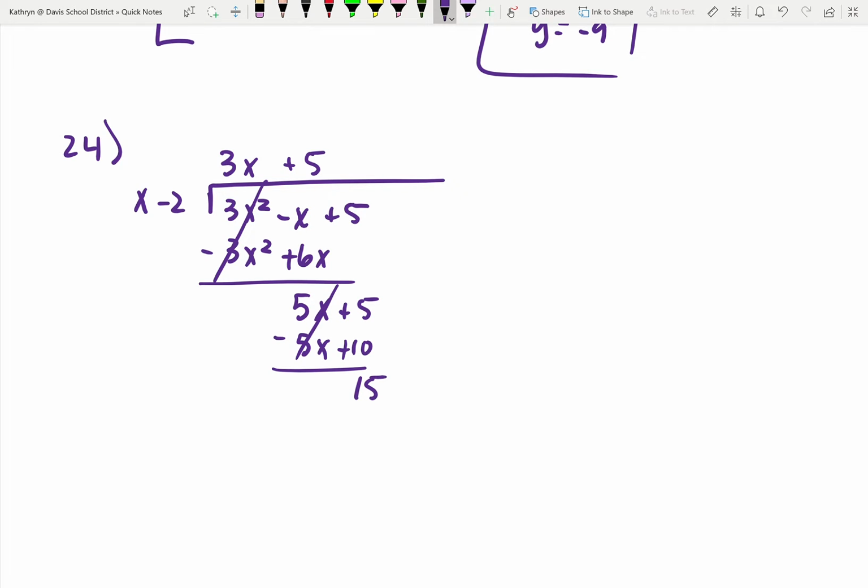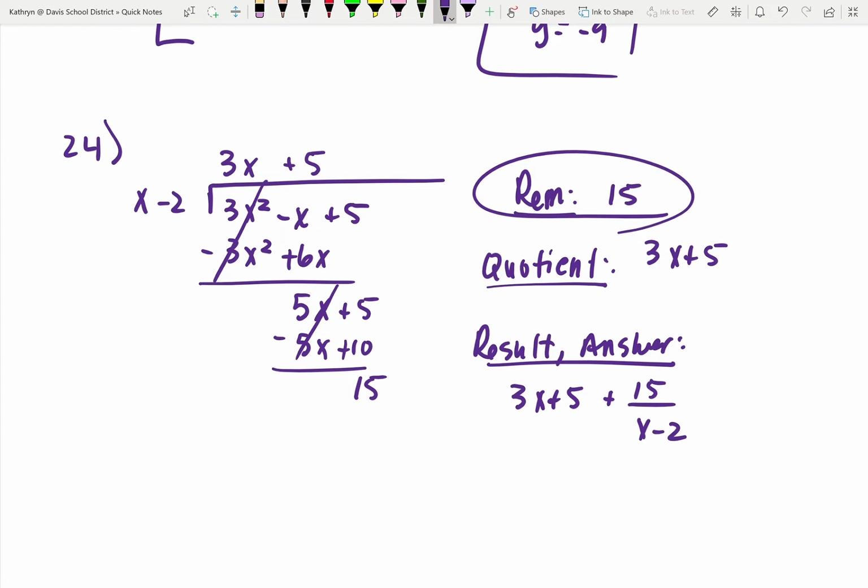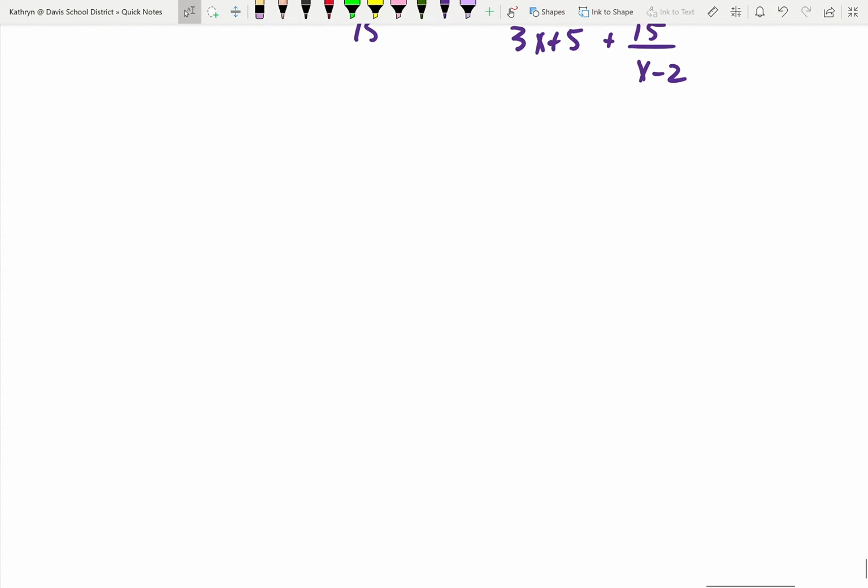They could ask you many questions. Their question is, what is the remainder? The answer is 15, not 15 over x minus 2. They could also ask you, what is the quotient? The quotient is the top without the remainder. That's the 3x plus 5. They could also ask you, what is the result? What is the answer? If they ask you that, then it's 3x plus 5 plus 15 over x minus 2. Yes, that's what they asked you, but be prepared for all of those. Okay, question number 25.